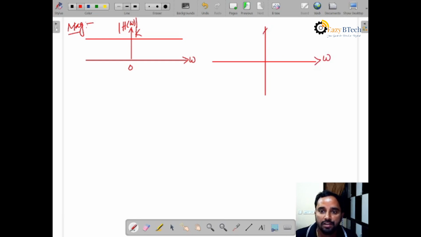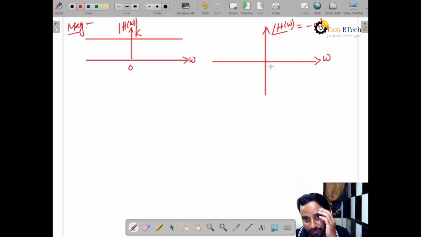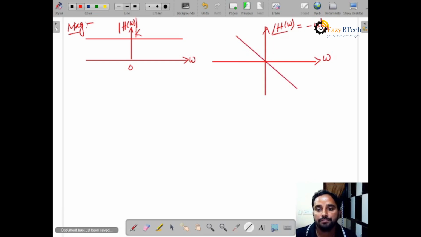So this is omega and this is the phase, angle of h of omega. So what is the phase we have? Minus omega td, right? For positive frequency, we get negative phase. For negative frequency, we get positive phase. So the graph is like this. As omega is positive, we get negative phase. As omega is negative, we get positive phase, but linear because of this relation.